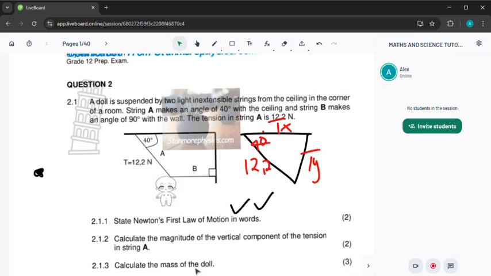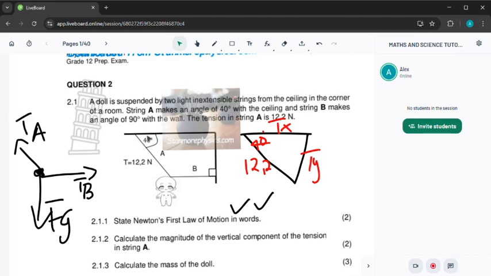So we have, obviously, the force of gravity. This one is obvious, right? And then we also have the tension at B, and the tension at A. Now this tension at A, because it makes an angle, has a horizontal component and also a vertical component, and we just calculated that vertical component.